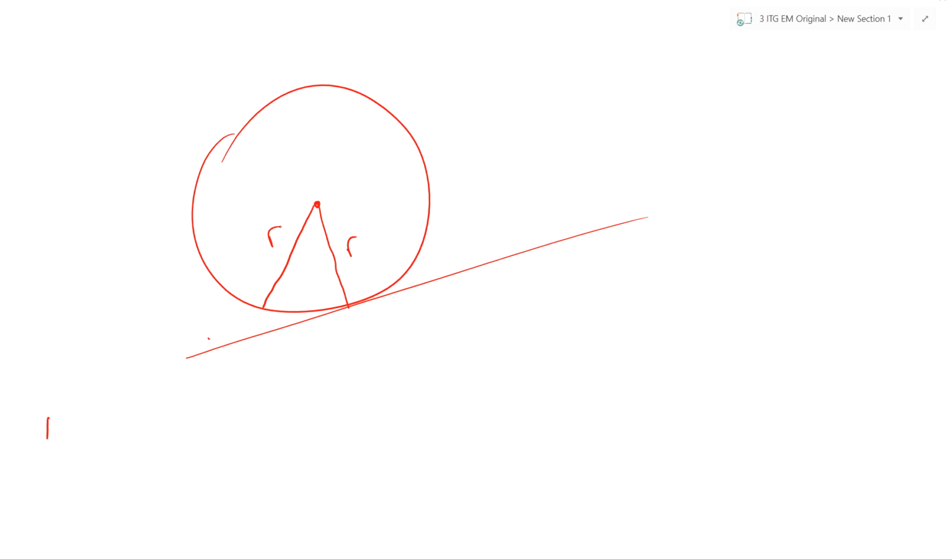For it to touch, it must be a perpendicular tangent line. If it doesn't touch, then it is not a tangent line in the first place.